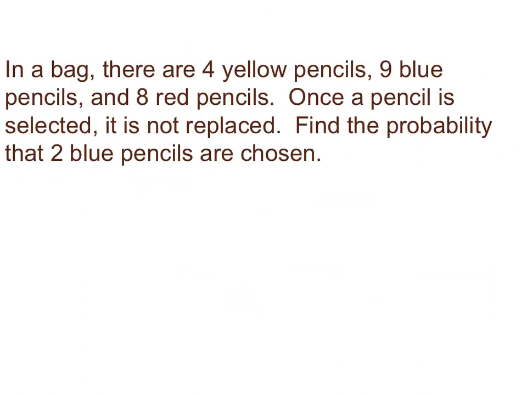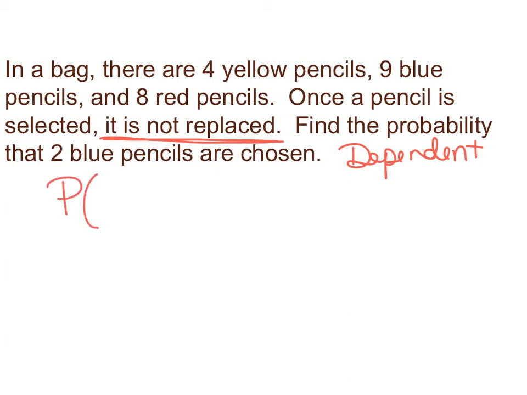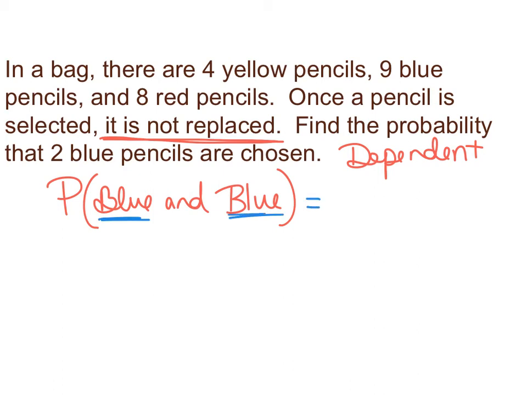Okay, in the next one, in a bag, there are 4 yellow pencils, 9 blue, and 8 red pencils. Once a pencil is selected, it is not replaced. Okay, that right there, not replaced. You also see that set as without replacement. So this is going to be dependent. What is the probability that 2 blue pencils are chosen? So the probability of a blue and a blue, and I'm writing with a red pen, which makes a lot of sense here. Blue and blue.